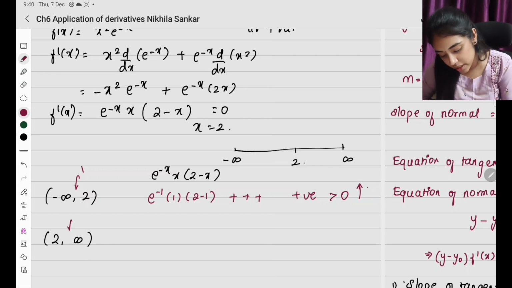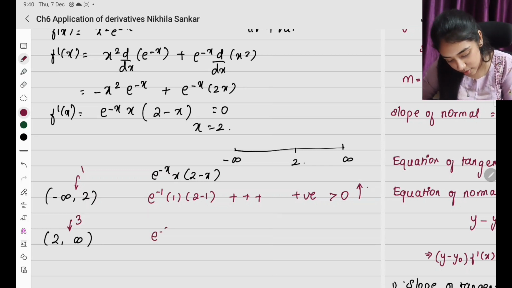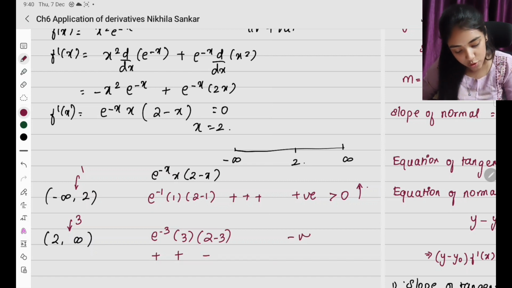If 2 to infinity, I'm going to put the value 3. So I have e to the minus 3 times 2 minus 3. So 2 minus 3 is going to be positive, but this is negative. So overall, it's going to be negative, less than 0, and hence it's decreasing.